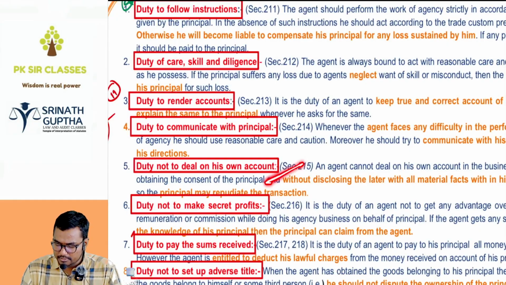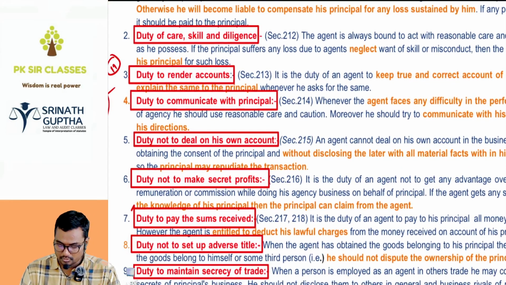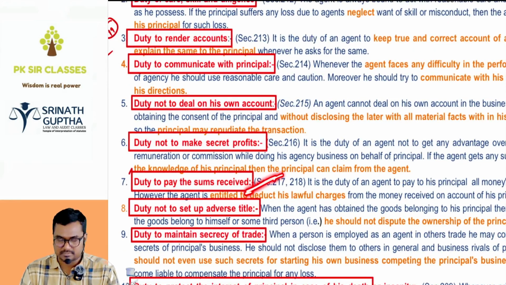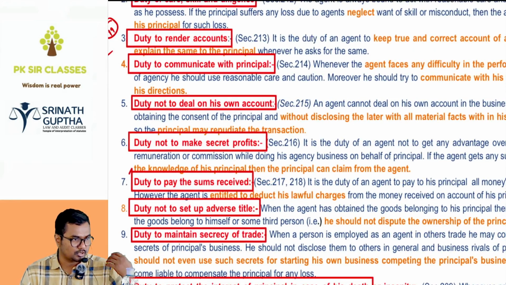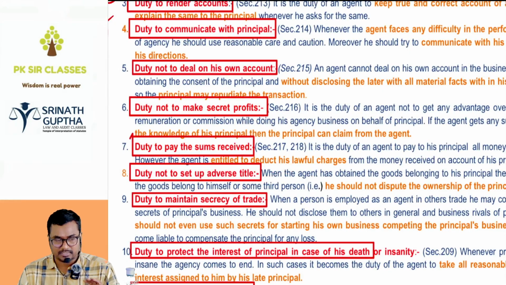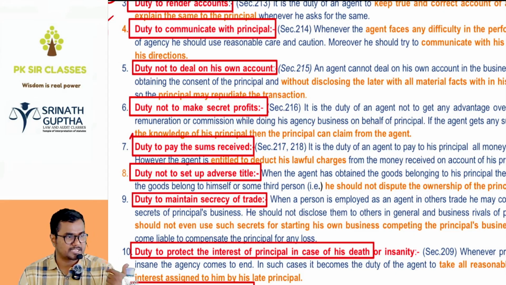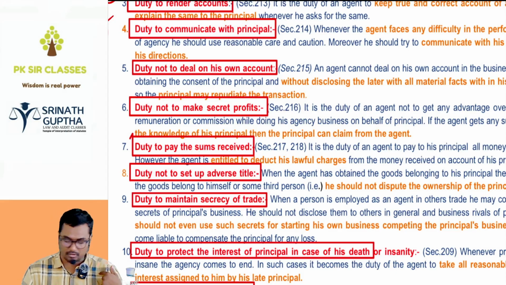Duty not to deal on your own account. In my shop, you should not sell your own articles, beauty products and all. Or in a kirana shop, beta, you should not deal on your own, and you shouldn't make any undisclosed profits. Duty to pay the sums received. Whatever amount you are getting, you have to submit it to the principal. Duty not to set up an adverse title. Adverse title means denial of title. The agent should not say that the principal has no authority to sell the goods. You can't say that I am not the owner of the goods.